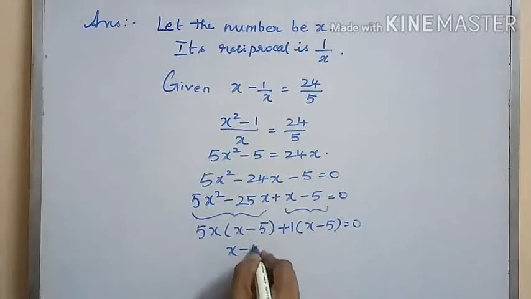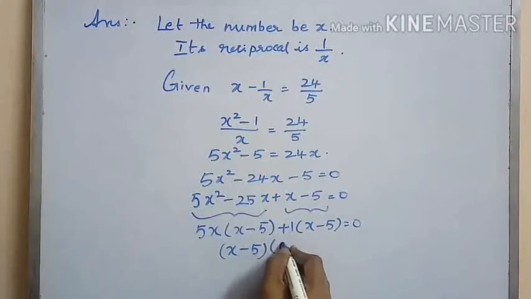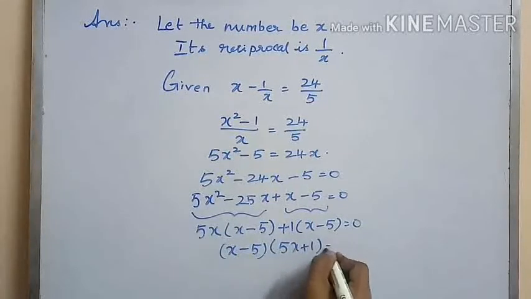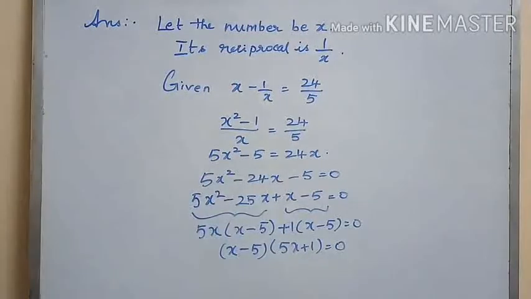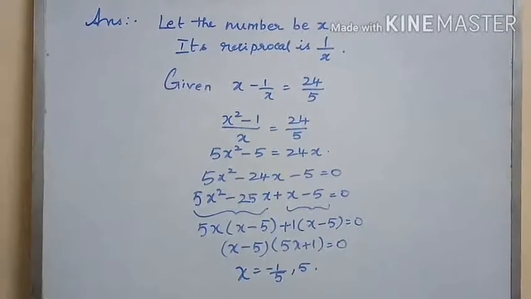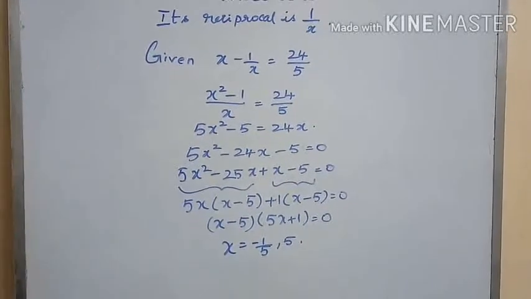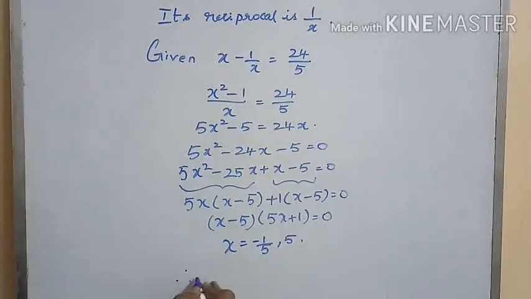Therefore, the factors of this quadratic equation are x minus 5 into 5x plus 1 is equal to 0. So the values that we get for x are minus 1/5, 5. Therefore, the number is either minus 1/5 or 5.